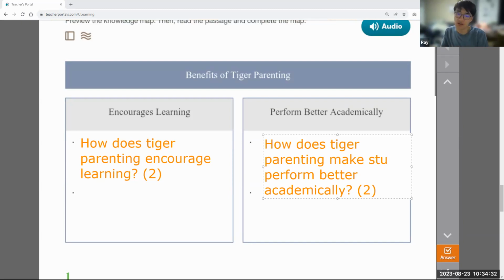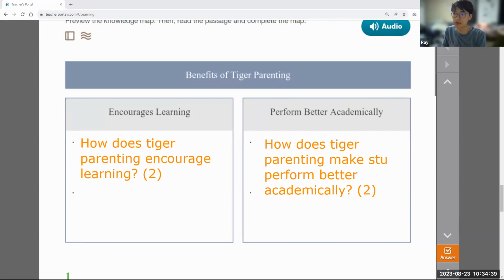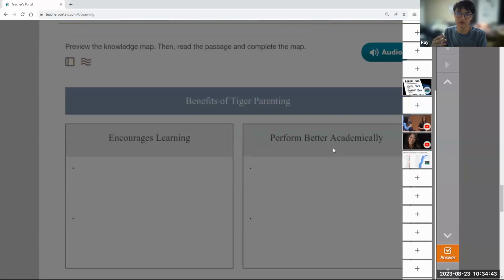And then after you get the answers, you can do some discussion about this topic. This is where having some media, some videos that students can talk about, can be very useful.